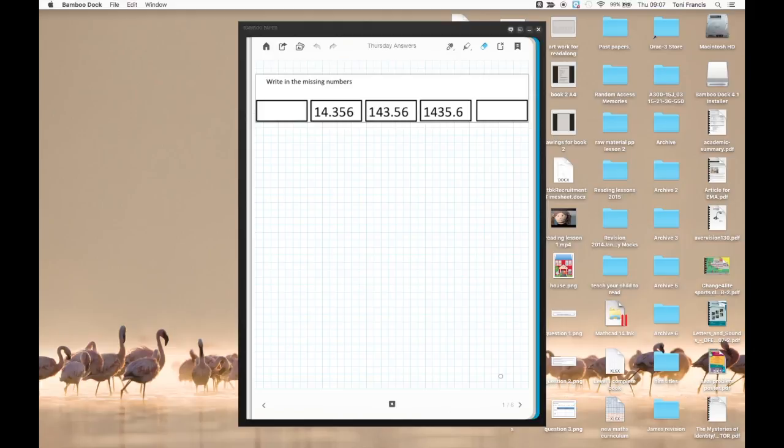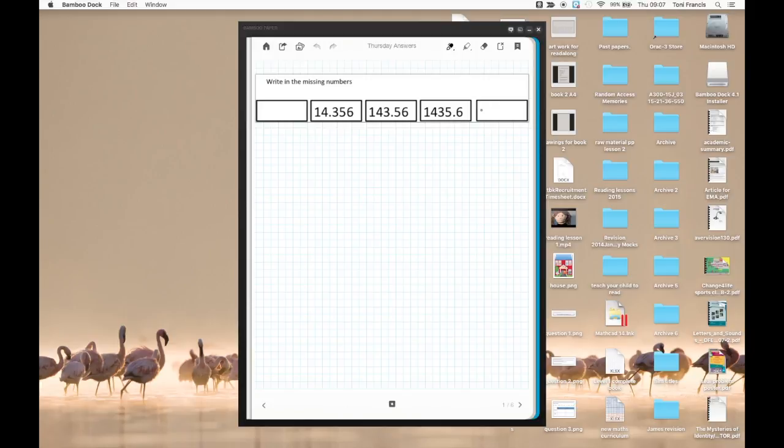Well, if we look at the numbers that we have, I've not got a number here. Here, if we look at just the digits, I've got 1, 4, 3, 5, 6, 1, 4, 3, 5, 6, 1, 4, 3, 5, 6. So all that's changing is the decimal point. So each time the decimal point is moving on one place.